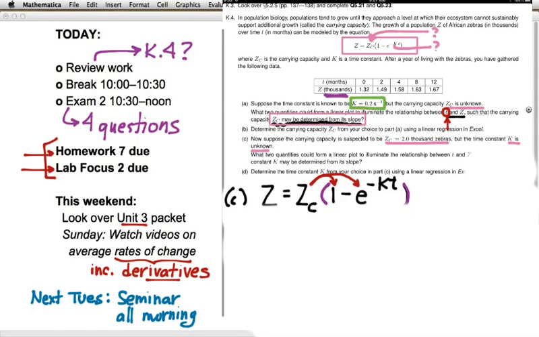Okay, so now how are we going to make a different choice if we happen to know the value of z sub c and we don't know the value for k? So we want to somehow use a linear regression, once again, to determine a value for k from the slope of our linear regression, determine the time constant. So the group that worked on this, how did you linearize differently in part C?